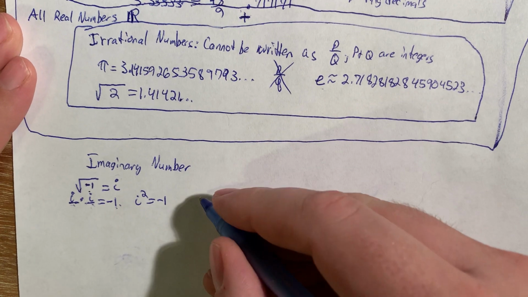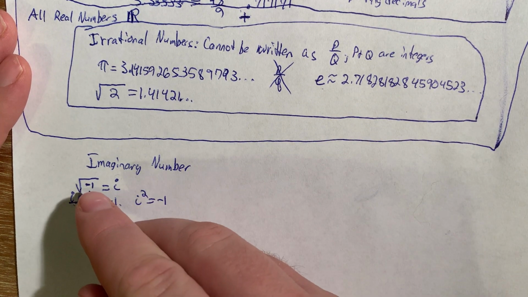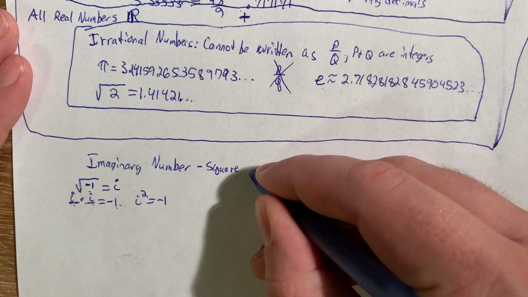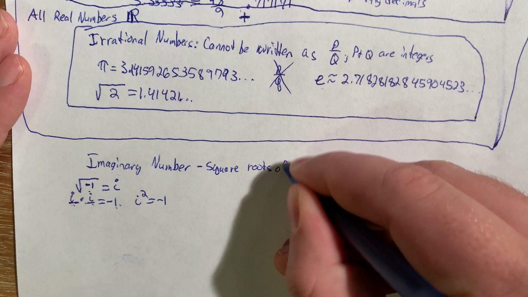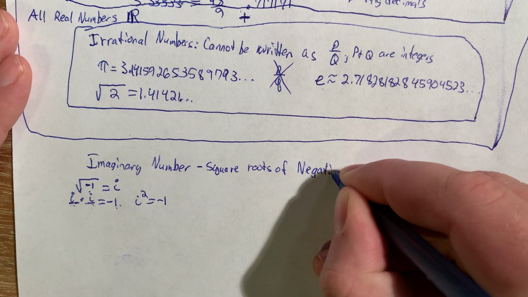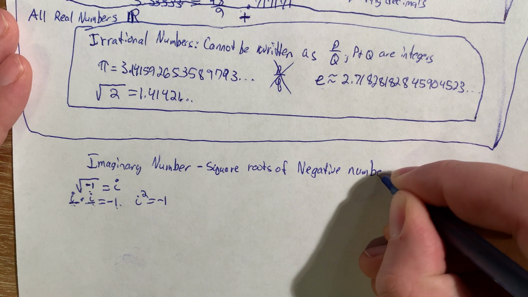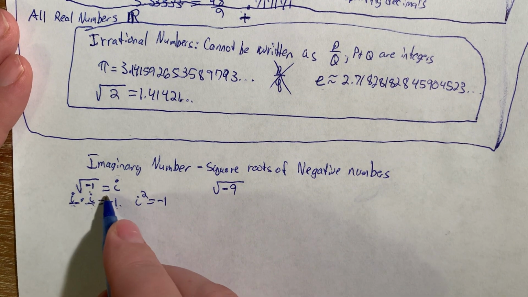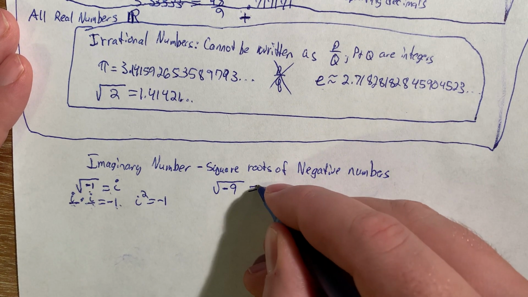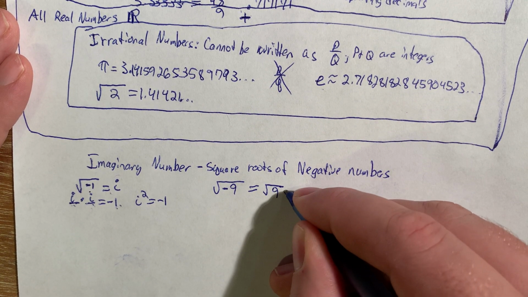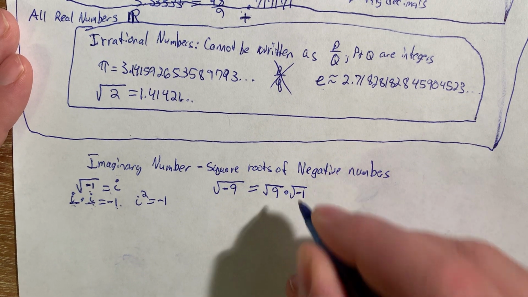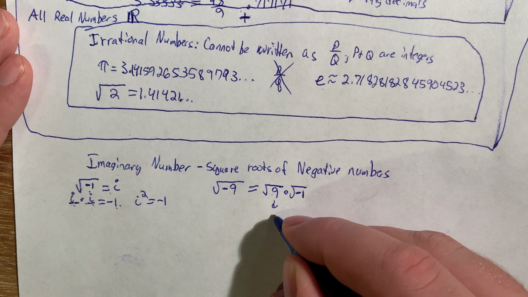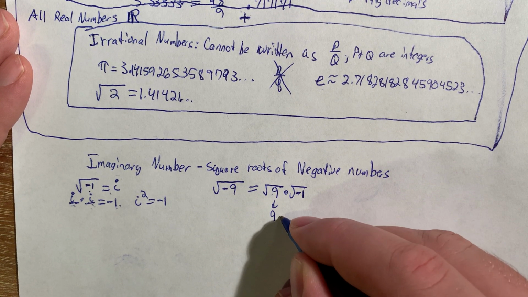And I just want to show you that, in fact, all imaginary numbers are square roots of negative numbers, and all square roots of negative numbers, like the square root of -9, can be rewritten just using i. The reason is we can rewrite it as the square root of a positive number times the square root of -1. That will be the square root of 9 times the square root of -1.